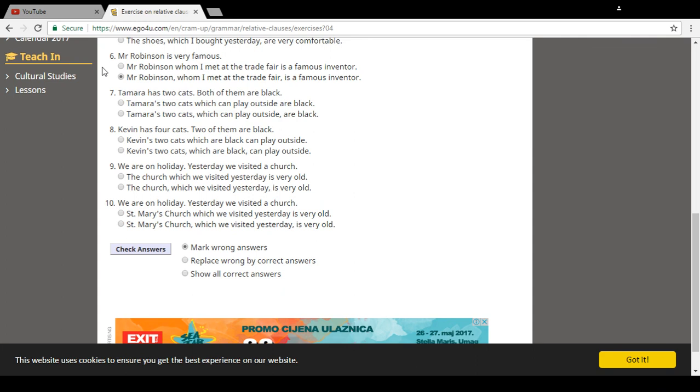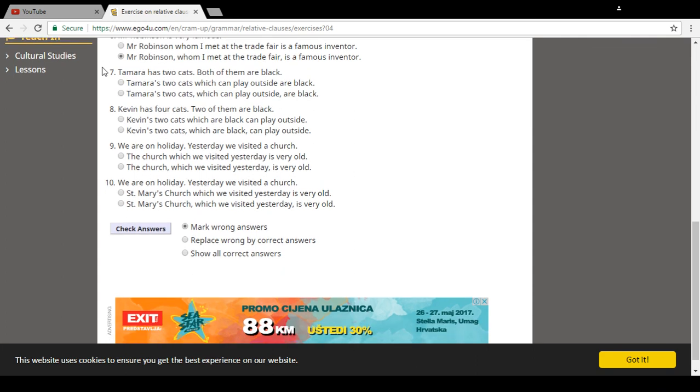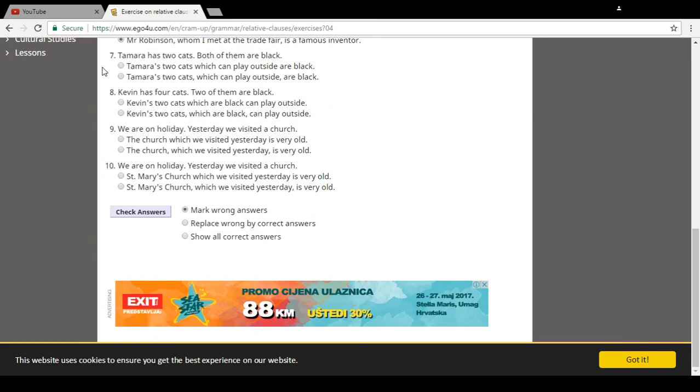Tamara has 2 cats. Both of them are black. Tamara ima 2 mačke, obje su crne. Eto, i ovo je dobro. Znači, non-defining, jasno zašto. Kevin has 4 cats, 2 of them are black. Kevin's 2 cats which are black can play outside. Ovdje je tačno definisano, pošto ipak, znate, ne zna se koje su mačke kad ima 4, ako su 2 crne, ne znam koje su ostale boje.